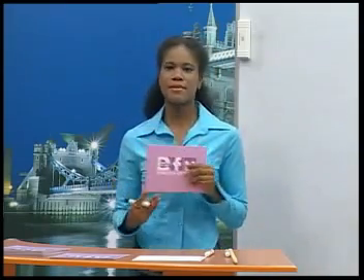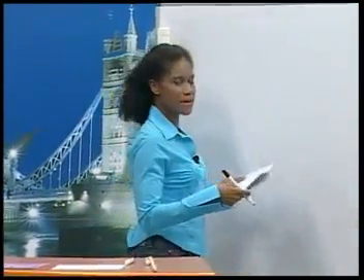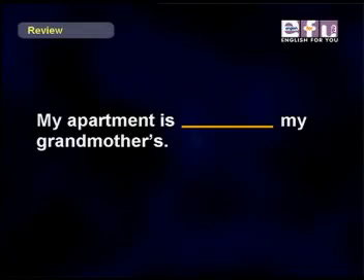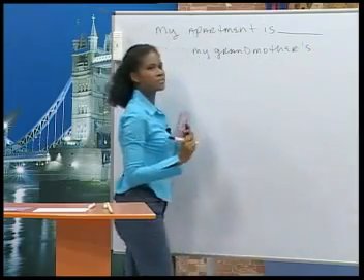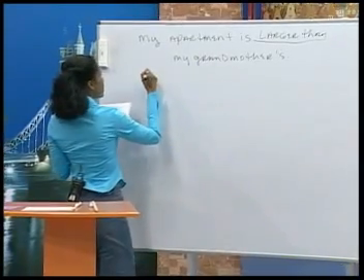Now let's practice these comparative forms. So you fill in the correct answer in the comparative. Okay, you can go first, Alberto. Use large in your answer. My apartment is my grandmother's. Okay, my apartment is larger than my grandmother's. Okay, very good. My apartment is larger than my grandmother's. Good. Okay, one more, Alberto.